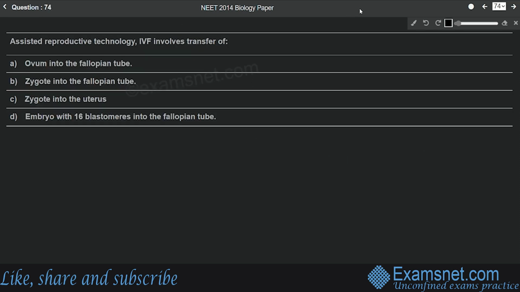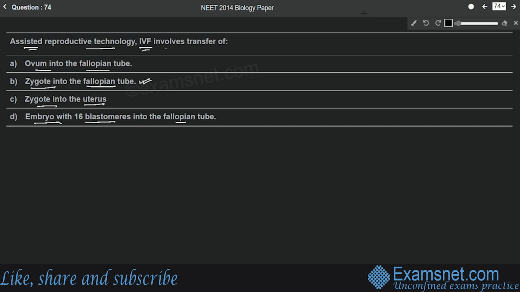Question number 74 is from the chapter Reproductive Health, and the question is, assisted reproductive technology IVF involves transfer of option A, ovum into the fallopian tube, option B, zygote into the fallopian tube, option C, zygote into the uterus, and option D, embryo with 16 blastomeres into the fallopian tube. Okay, so the correct answer will be zygote into the fallopian tube.